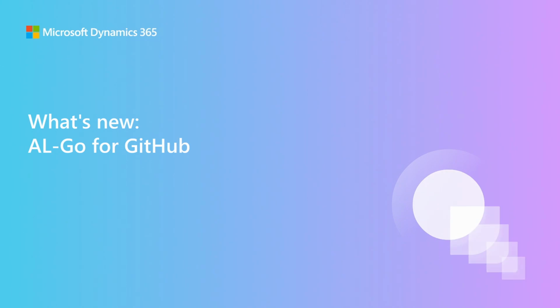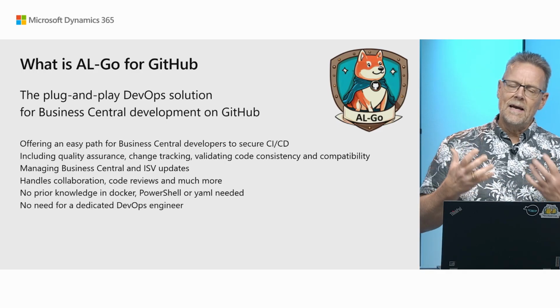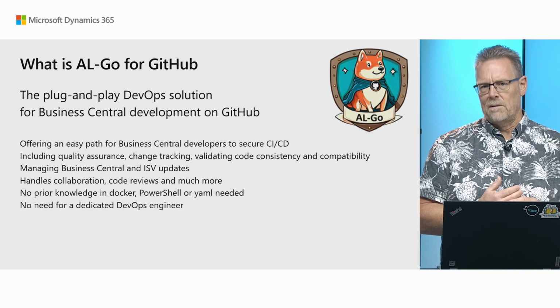Welcome to this Business Central launch event presentation about what's new in ALGO for GitHub. So what is ALGO for GitHub? Well, ALGO for GitHub is the plug-and-play DevOps solution for Business Central development on GitHub.